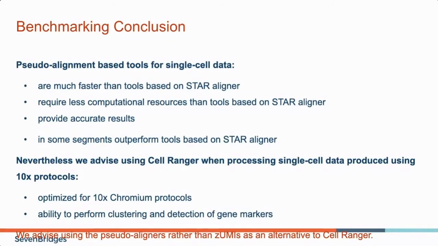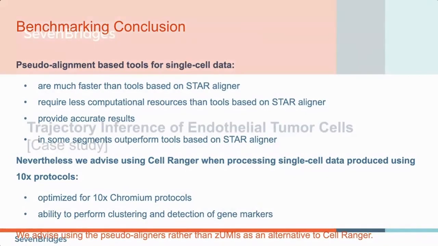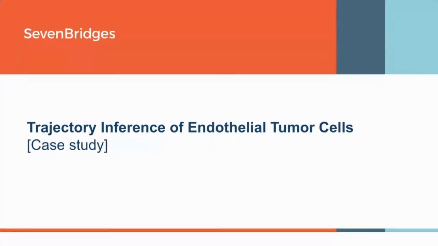And the final remark would be to use pseudo-aligners rather than Zoomis as an alternative to Cell Ranger when working with 10x data. Okay, next slide, please. Okay. This would be our last example of how these tools can be used, and we would like to present the trajectory inference analysis conducted on full-length data from endothelial tumor cells that are isolated from mice with melanoma. Next slide, please. Okay.